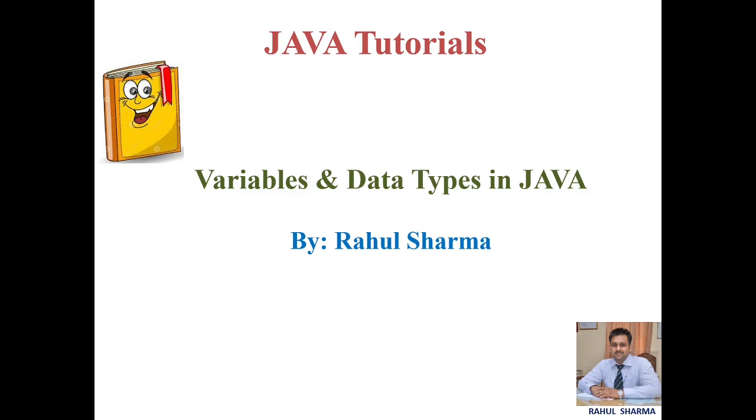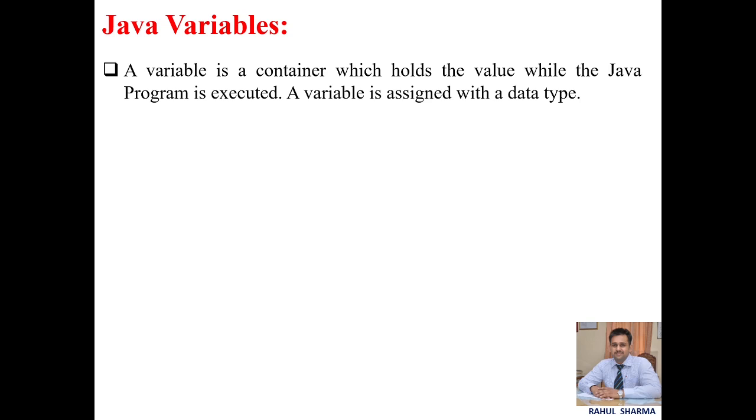Hello friends, in this series of Java tutorial, today we will study the variables and data types in Java. Java variables. So as we all know, what is a variable? Variables are the name of a memory location that will store some particular information, or we can say it works as a container that holds the value while the program is executing.